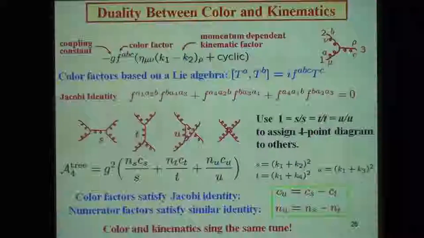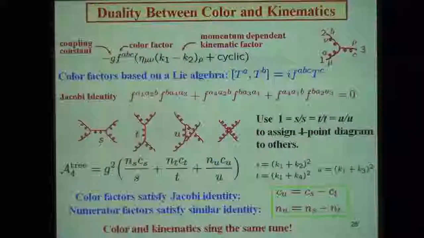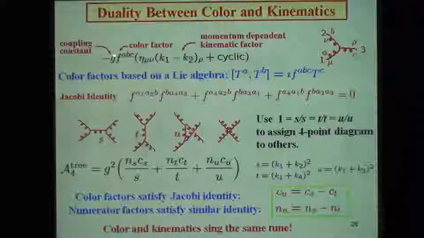gluons interact. The secret of gravity is actually on this transparency, even though the word gravity doesn't appear, as I'll show you in a second. So if you look at the gauge theory vertex, then what you find is there's a kinematic factor here. So that's momenta, and there's also Lorentz indices and so on. And then there's this color factor.